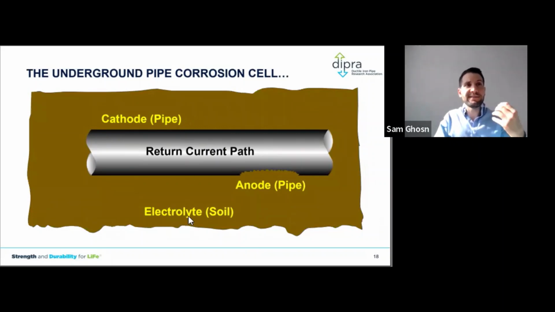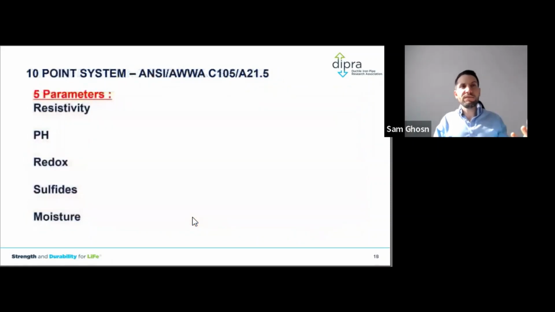If the electrolyte is not corrosive, for example you're burying ductile iron pipe in sandy soils or on rocks and boulders, this electrolyte has a very high resistivity and it's not conducting current anyways. So the pipe does not require any corrosion control. So not every soil is corrosive.